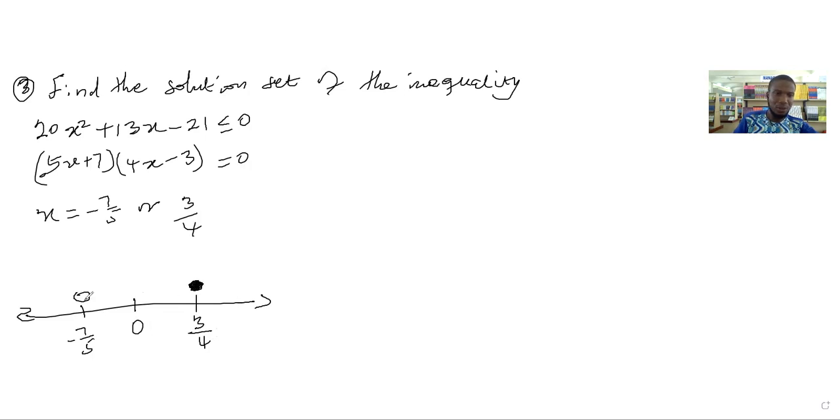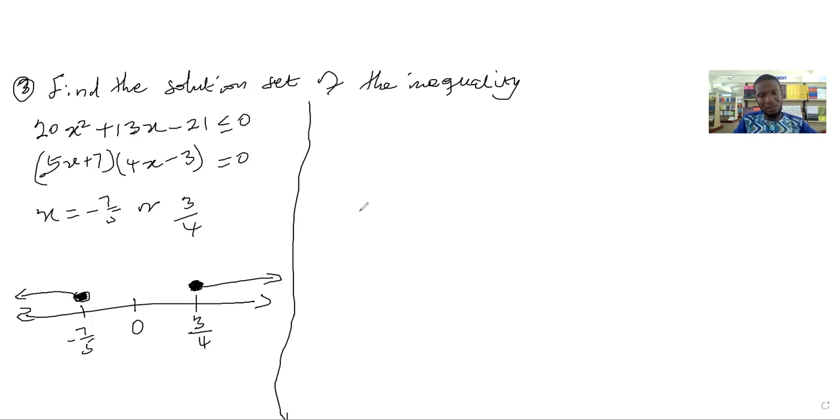Then we put this one here to be shaded inside. Good. So it's either the numbers are greater than 3 over 4, or the numbers are less than negative 7 over 5, or they are in between them. So let's do the testing quickly and see what we are going to have.